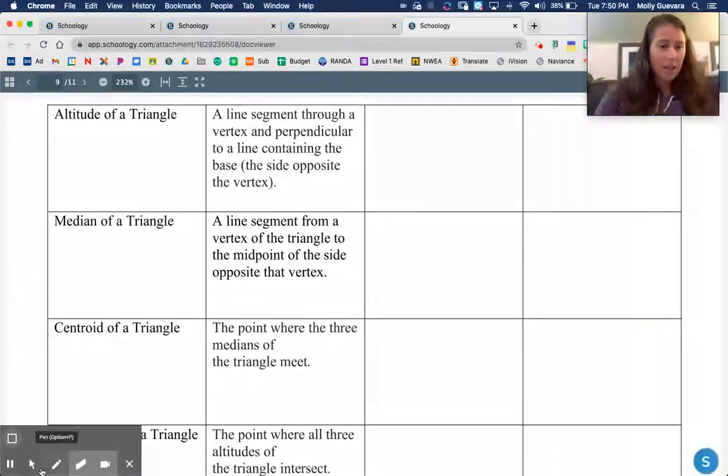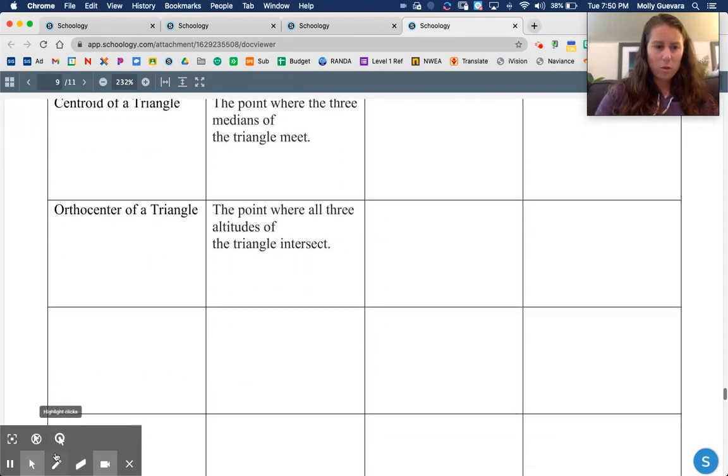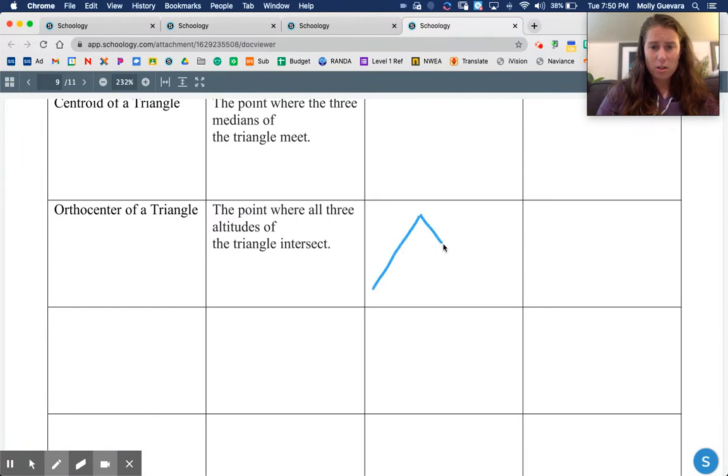The last term that we're going to go over is the orthocenter. And this is the point where all three of the altitudes meet. So I'm going to draw a triangle. It kind of looks like an equilateral. Or, yeah, this is not my intent, but that's okay. And we're going to draw the altitudes here. So remember that when we draw the altitudes, it has to be perpendicular to the opposite side.